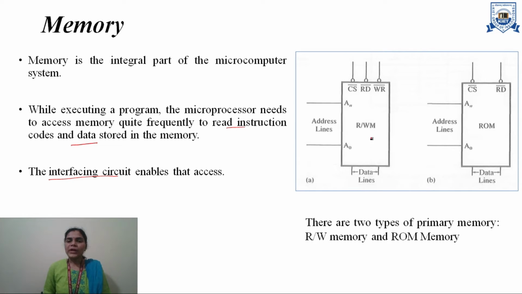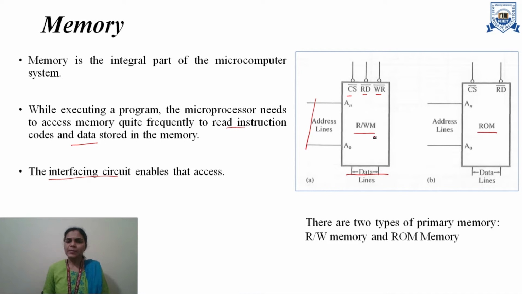We have two types of primary memory. One is read-writable memory, second is ROM. In read-writable memory, we can read and write the memory, whereas read-only memory allows us to read the data only. So in this image, the chip diagram for both the memories has been given. Here you can see the read-write memory chip has a read signal, a write signal, a chip selection signal, some address lines and some data lines.